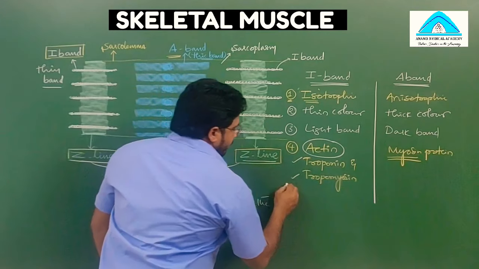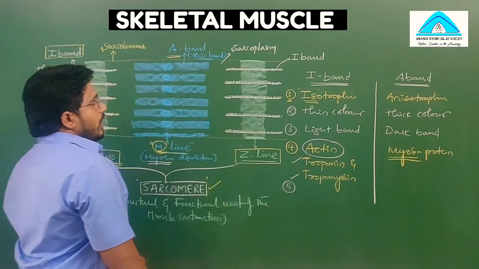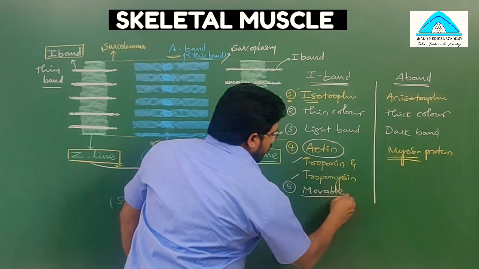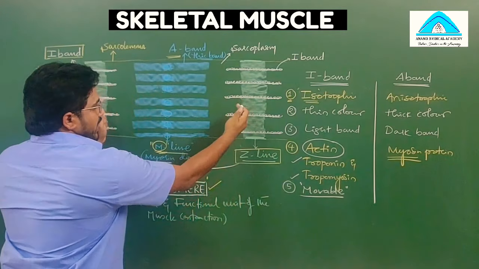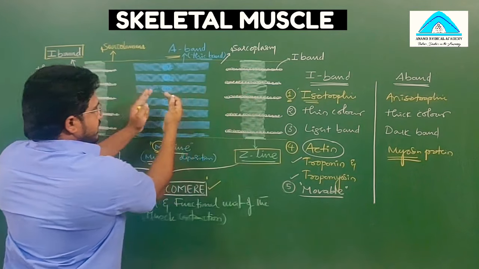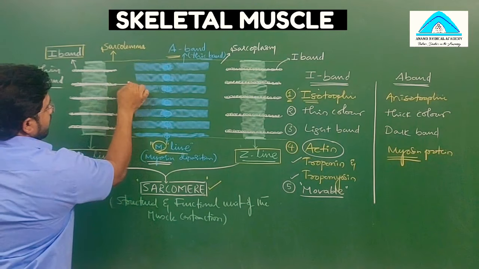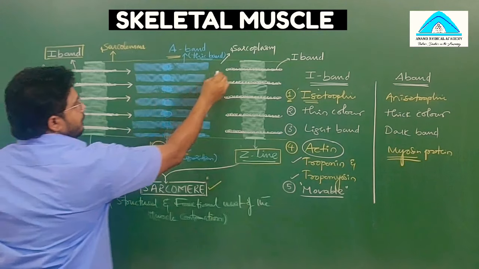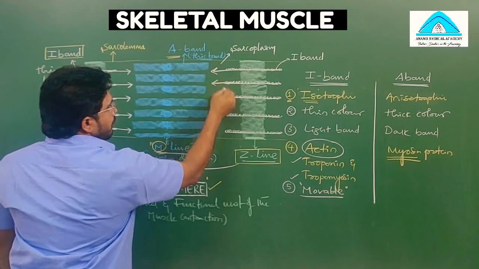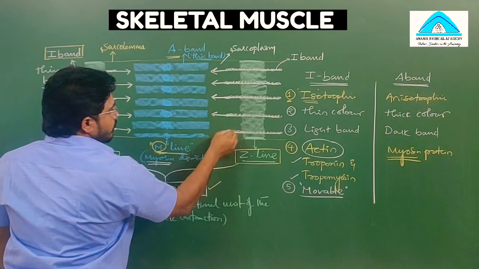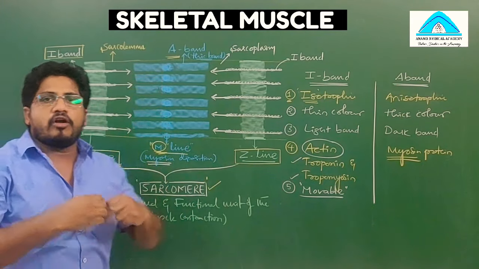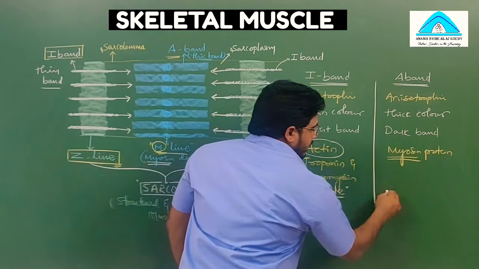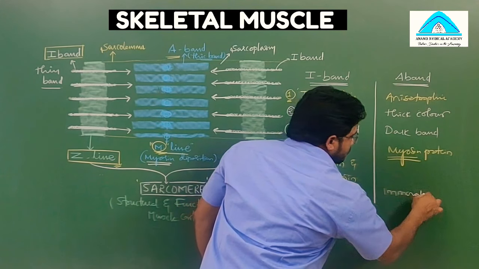Now, here another difference is that I bands are movable. They can slide from their direction towards the center. During muscle contraction they are coming towards the center, which means they are going to overlap on the A band. Here one should observe that the A band will not move in any case. They are stable. That's why I bands are movable and A bands are immovable.